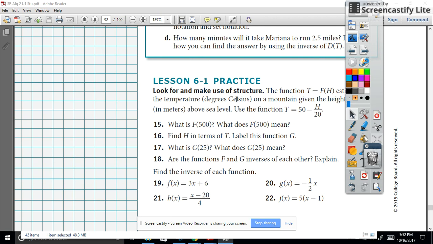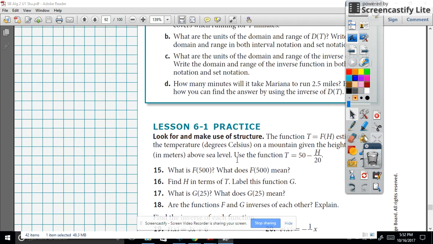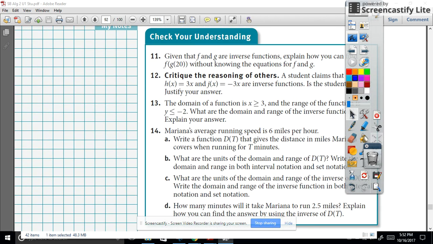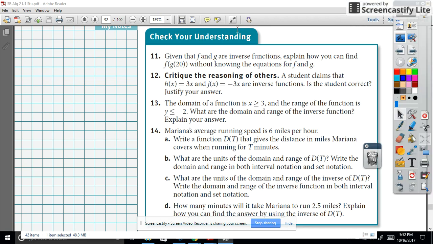So here is your lesson 6-1 practice. So you should be able to do all of these. Let me run through these real quick just because this video is so short. Given that f and g are inverse functions, explain how you can find f of g of 20 without knowing the functions for f and g.